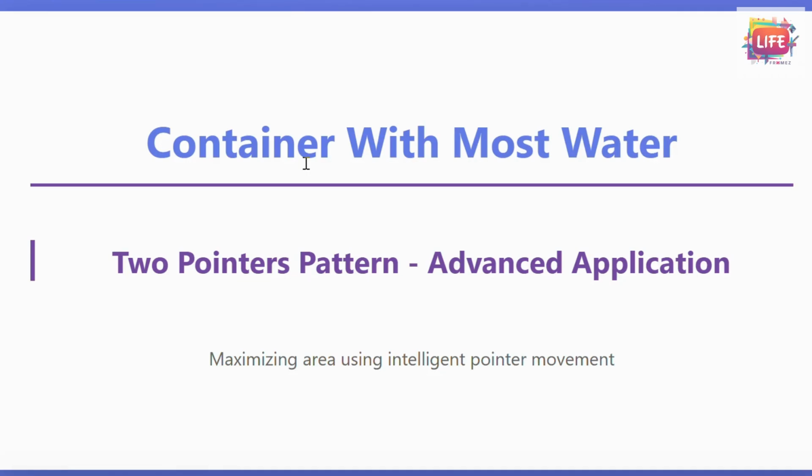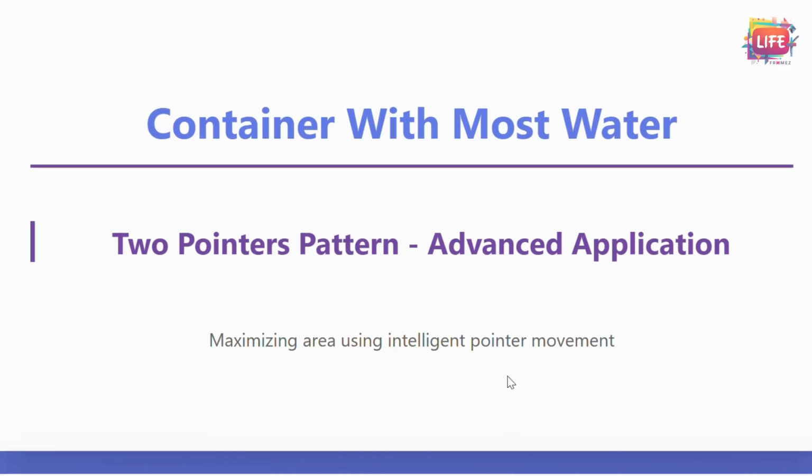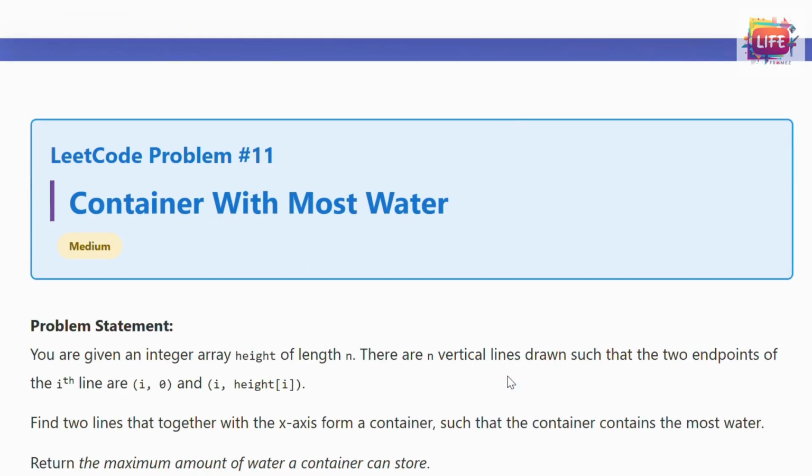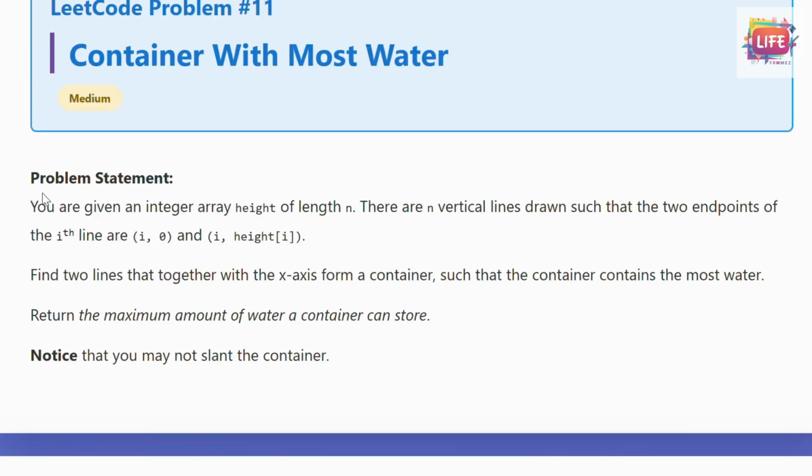Today we are diving into one of the most important problems in the two-pointer pattern, that is the Container With Most Water problem. This is a classic LeetCode medium problem, and if you understand this and the logic behind it, then many pointer-based optimization problems will be super easy for you to solve. So let's begin. This is the problem statement.